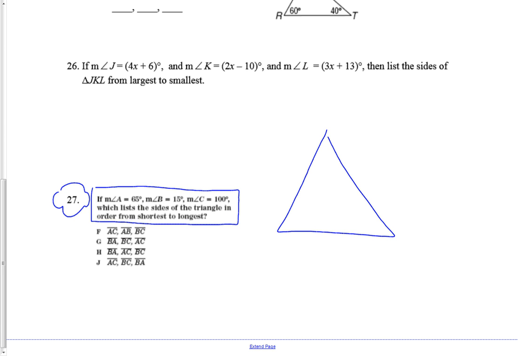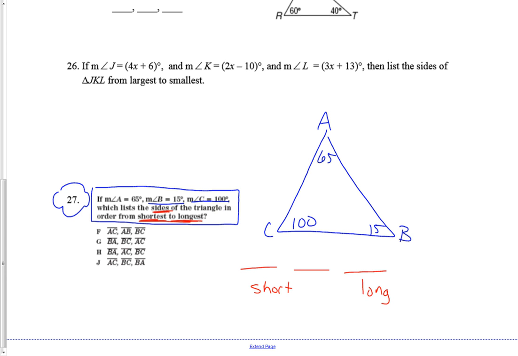This is going to be a triangle, and I have angle A is 65 degrees. I have angle B is 15 degrees. And I have angle C is 100 degrees. So from here, I need to answer the question. I want the sides to be in order from, excuse me, shortest to longest. So I'm starting with the short, and I'm going to the longest.